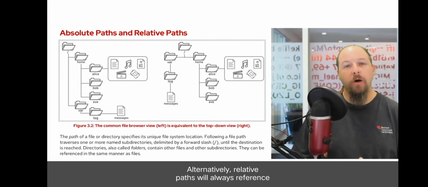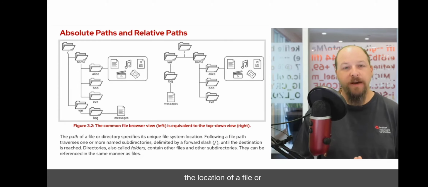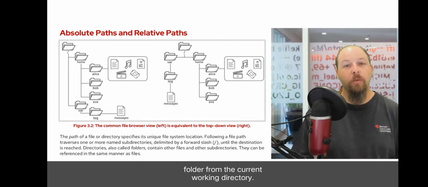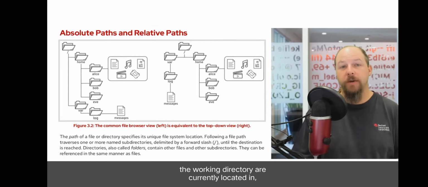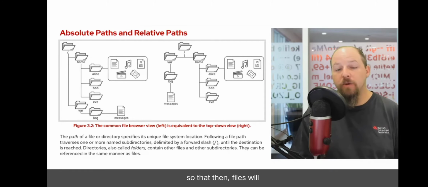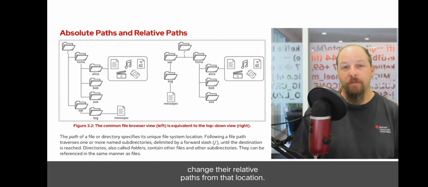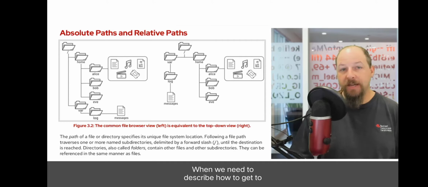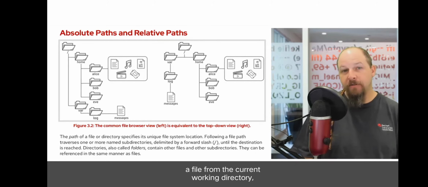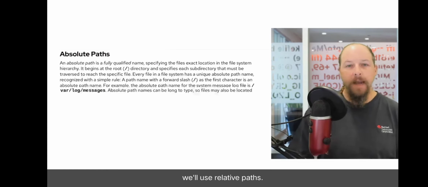Alternatively, relative paths will always reference the location of a file or folder from the current working directory. The concept of the current working directory is where you are currently located on the file system. We'll learn commands that allow us to change the working directory we're currently located in, so that then files will change their relative paths from that location. When we need to describe how to get to a file from the current working directory, we'll use relative paths.